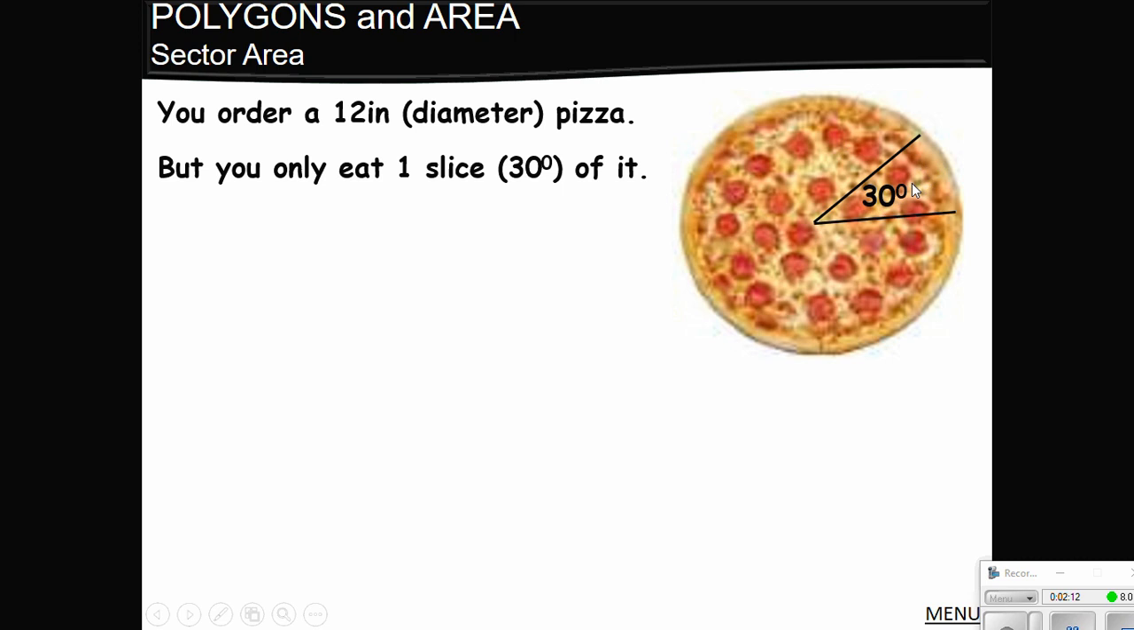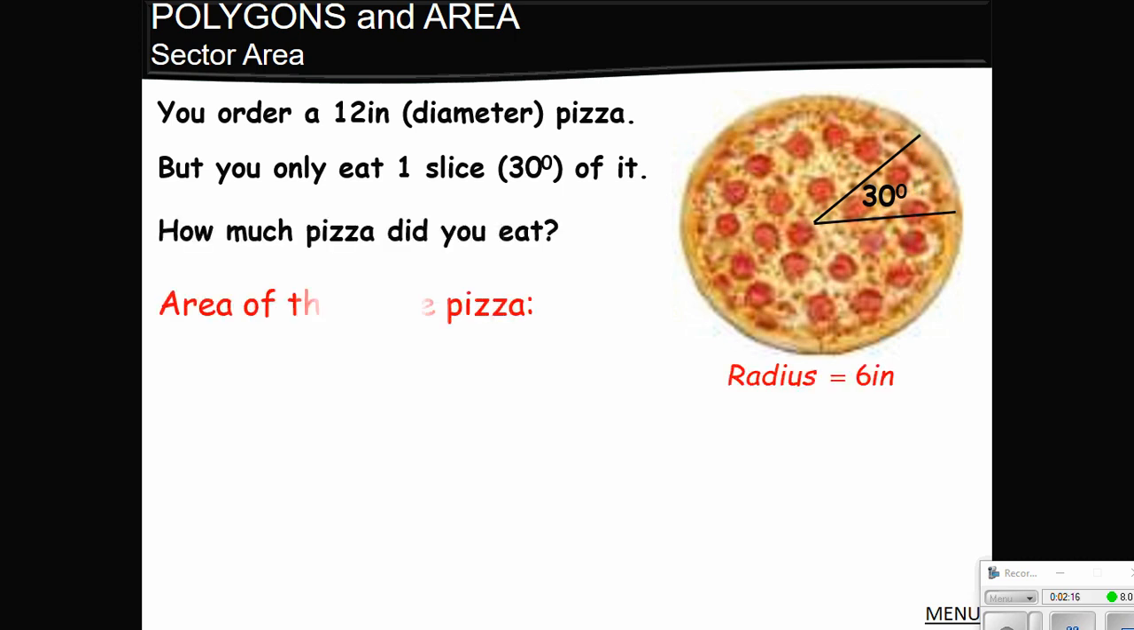Well, no problem. We do the same thing. Find the area of the whole pizza. Pi times 6 squared is going to give us 113.04. But we don't want the whole pizza, we just want this one slice. So we want to know what 30 degrees is. Well, it's 30 degrees out of 360 degrees. So that becomes the fraction that we multiply it by.